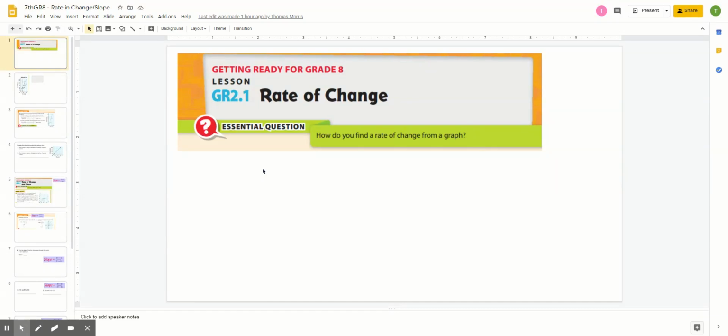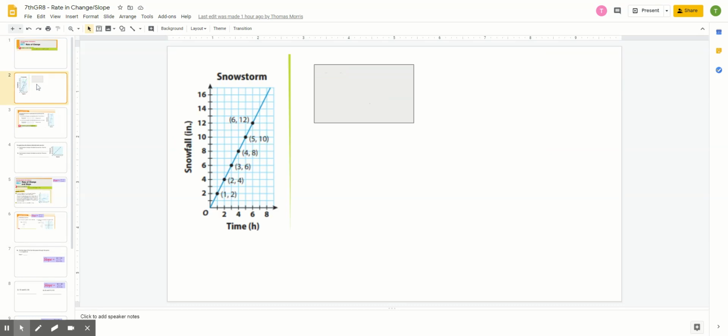All right, today's lesson is Getting Ready for 8th Grade, 2.1, Rate of Change. Our central question is: how do you find a rate of change from a graph? And then we're going to be doing it from 2 points. So you've been looking at graphs like this through the last couple of years, and today we're going to really just look at the distance between the points.